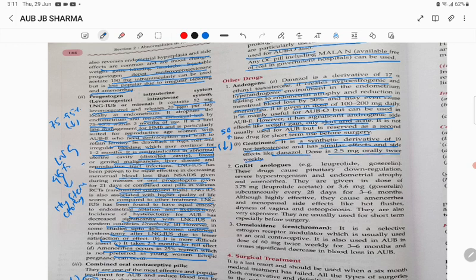GnRH analogs: leuprolide and goserelin. These drugs cause pituitary downregulation and amenorrhea. They are given in a dose of 3.75 mg leuprolide acetate or 3.6 mg goserelin subcutaneously every 28 days, monthly for 3 months. Although highly effective, they cause amenorrhea and menopausal side effects like hot flashes, dryness of the vagina, and osteoporosis. They are also very expensive, usually for short term, and surgery is preferred.